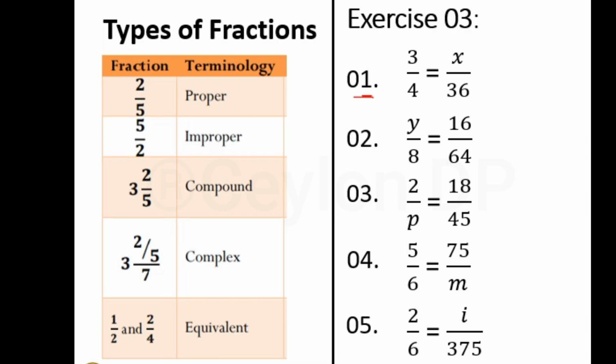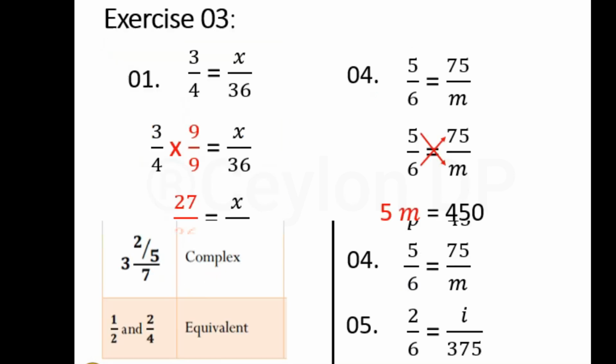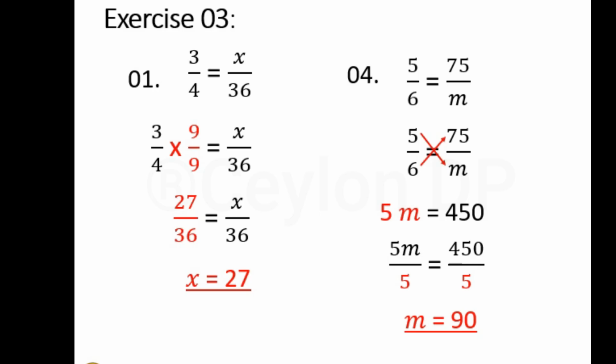Therefore, you know these denominators. I'll show how to calculate it. In here, first one, 4 over 3, it means 3 divided by 4 equal to x divided by 36. To equalize these denominators, you have to multiply. First, it means 3 divided by 4.